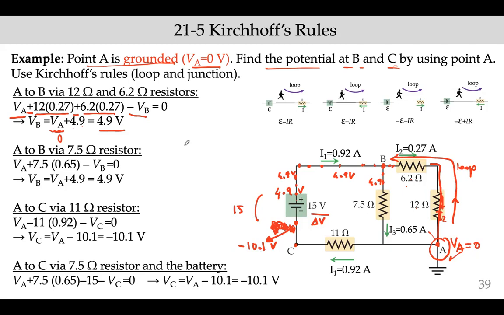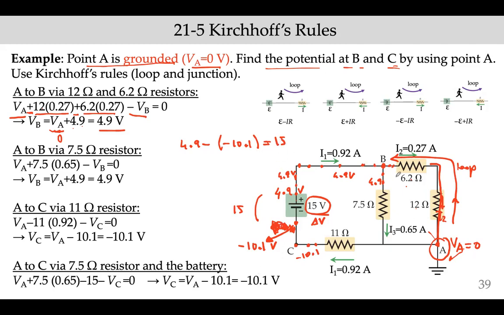You can do it here: 4.9 minus negative 10.1 is 15. So the difference is now 15. The bottom line here is that this value is the voltage difference between the terminals of the battery. It's not the voltage of the positive terminal. So this point is negative 10.1 volts, and also these points are at negative 10.1 volts.